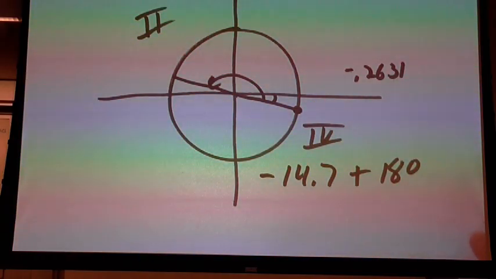Just like in that other problem with the tangent, I'm going to want to add the period times n, the period of the cotangent. But that's 180. So I can just say 180n.